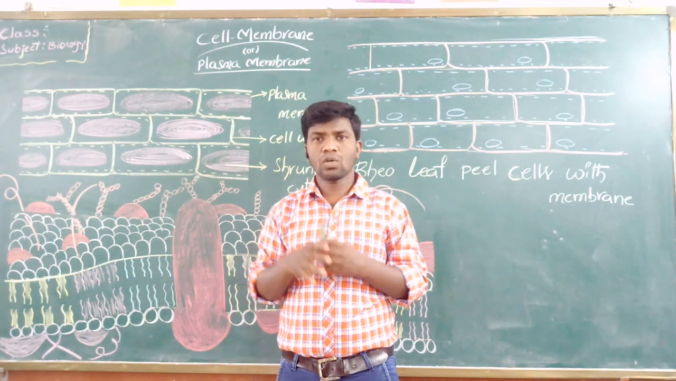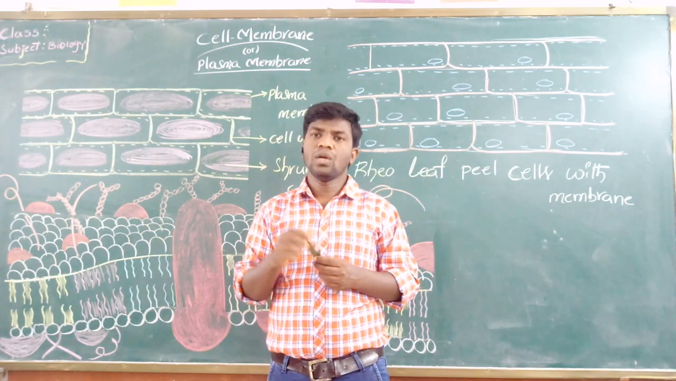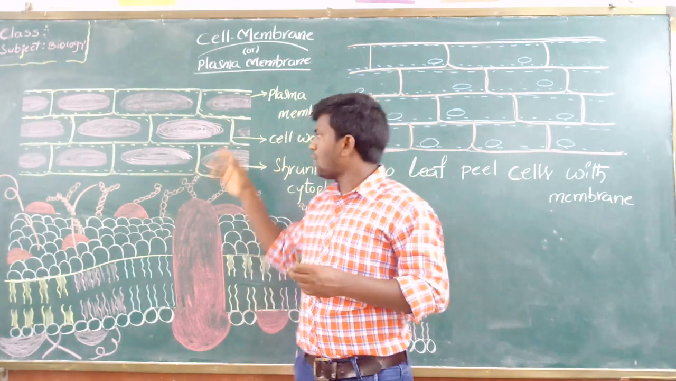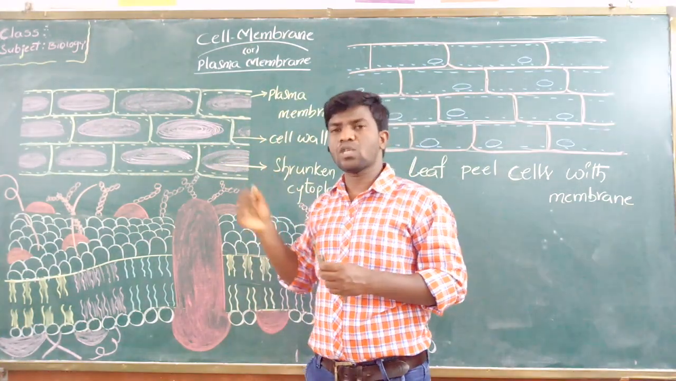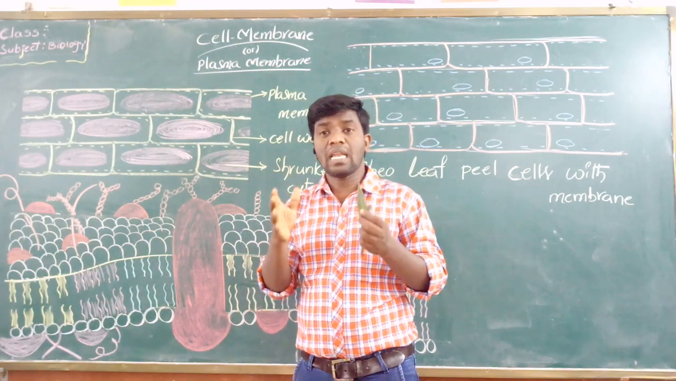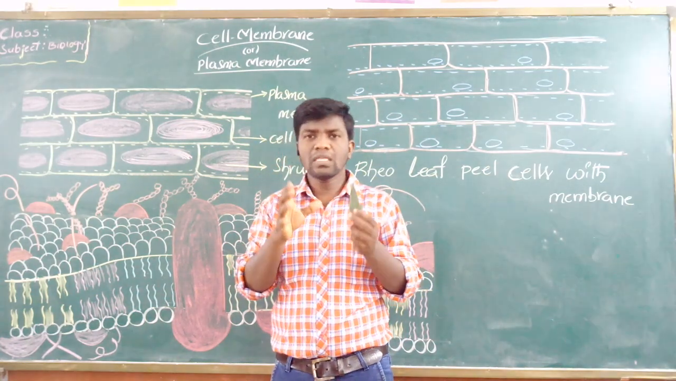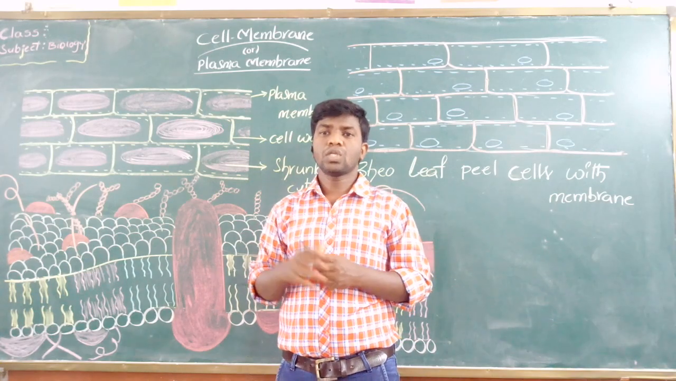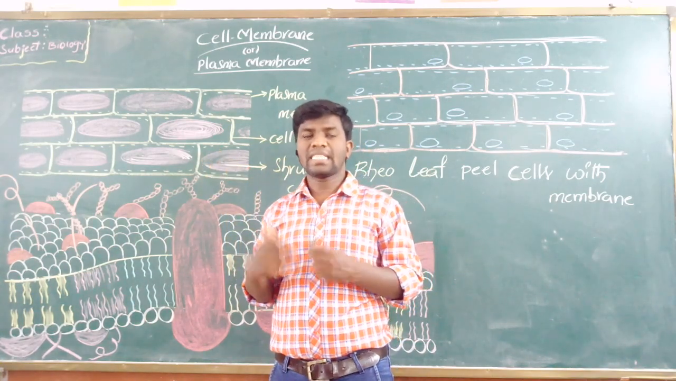This is also known as the plasma membrane. Once again, what is the role of the cell membrane? It separates the cytoplasm from the outer environment. The cell membrane defines the shape and size of the cell. It encloses the cytoplasm and protects it from the external environment.